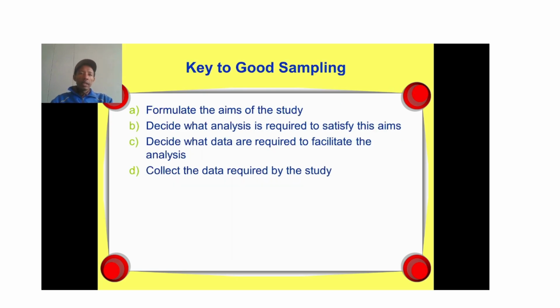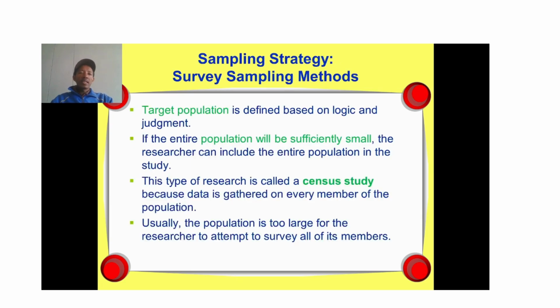So there are also keys to good sampling. First, formulating the aim. Sample size or sampling technique is dependent upon the aim or objective of the study. Decide what analysis is required to satisfy these aims, decide what data are required to facilitate analysis, and collect the data required by the study. Then comes the sampling strategy, or survey sampling method.